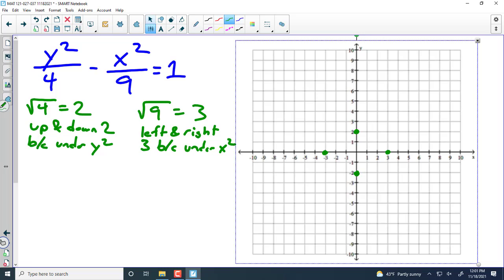Once you do that, you draw in what we call the fundamental rectangle.